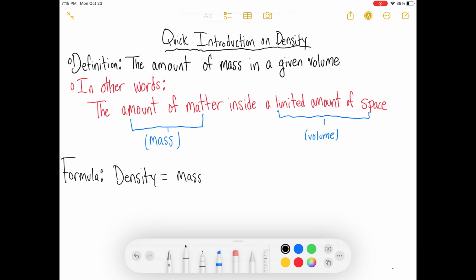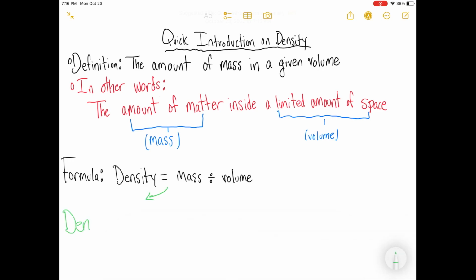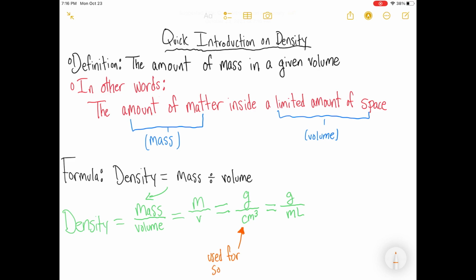Its formula is density equals mass divided by volume. And this formula can be represented in different ways. Density equals mass divided by volume, or mass over volume, with mass in the numerator and volume in the denominator, which is also equal to m over v. M standing for mass, v standing for volume, which is also equal to grams over centimeters cubed. This is how we represent the density of solid objects. And then finally, grams over milliliters is how we represent the density for liquids.